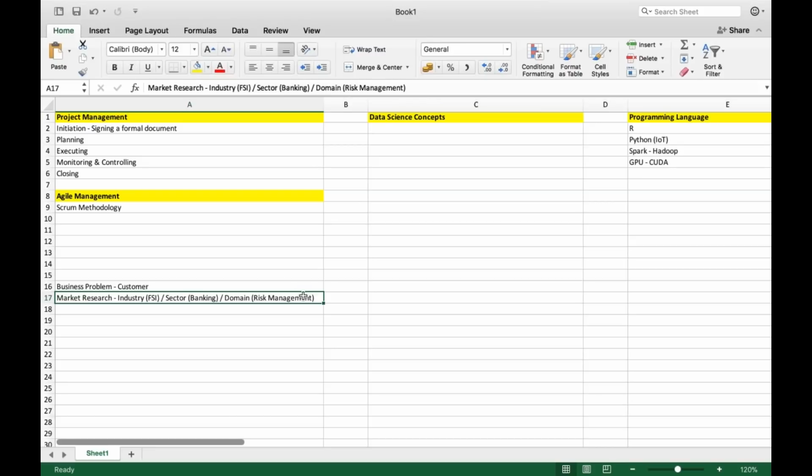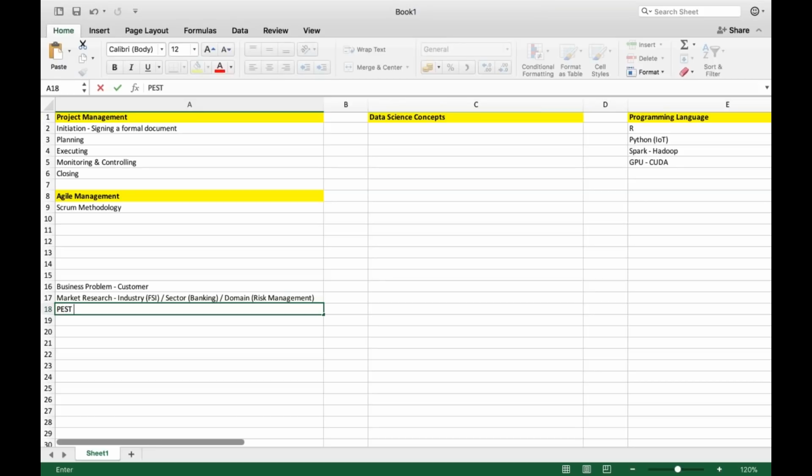Okay, it will take at least 10 years to gain a lot of experience in industry. Domain, of course, by reading, etc., you will get some knowledge, then move on to sector, then to industry. While you do this market research, also remember another thing which is called PEST.